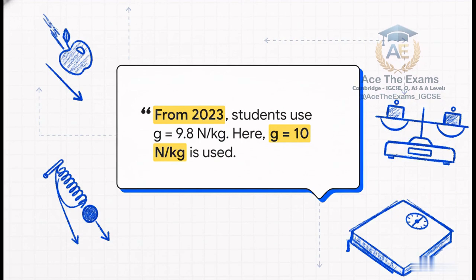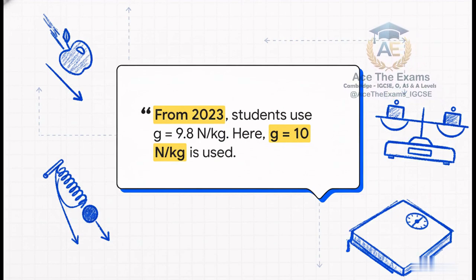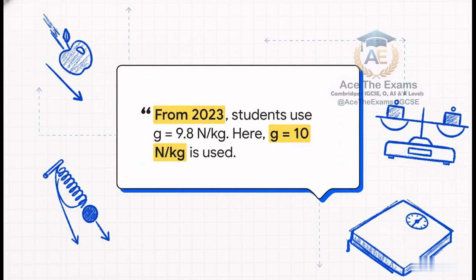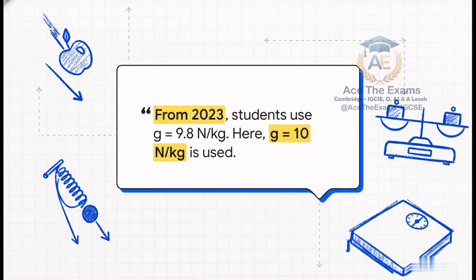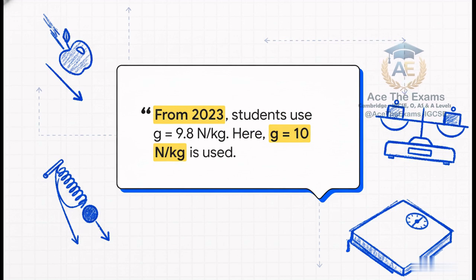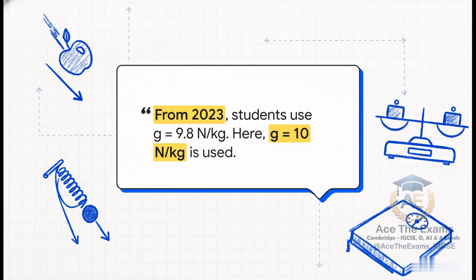Take a look at this seemingly small syllabus update. Historically, students use 10 newtons per kilogram for the acceleration of free fall because, honestly, it's just an easier number to multiply. But the standard has shifted to a much more precise 9.8. Now, you might be wondering, why does this even matter? Well, it proves a fundamental rule of experimental physics. Absolute precision and strict parameters matter.